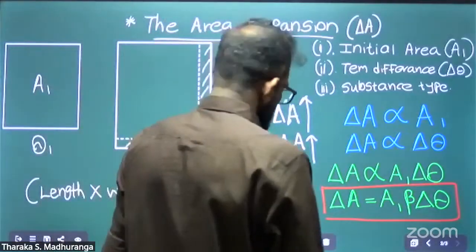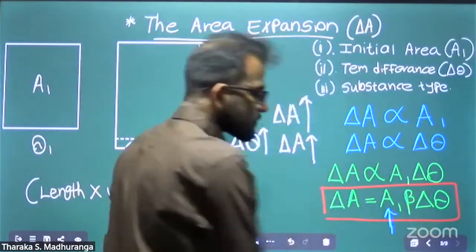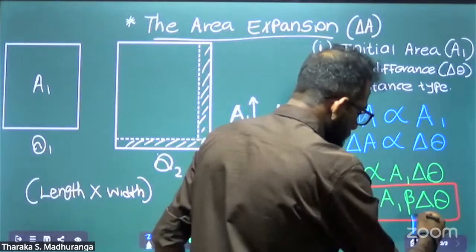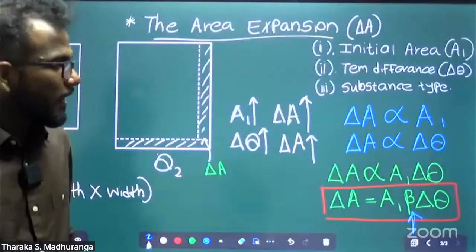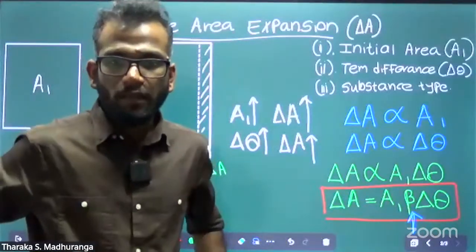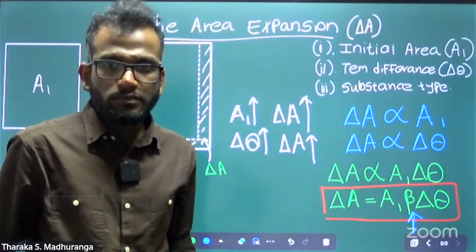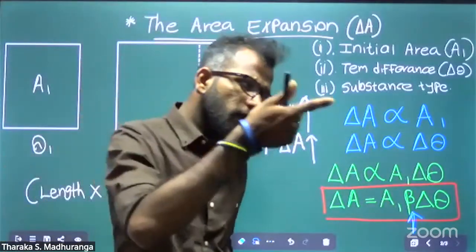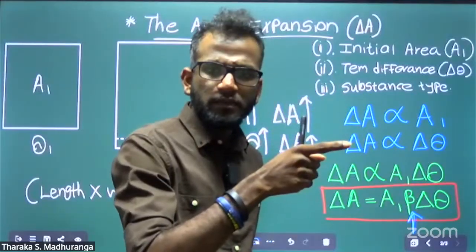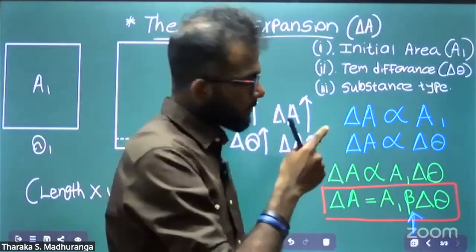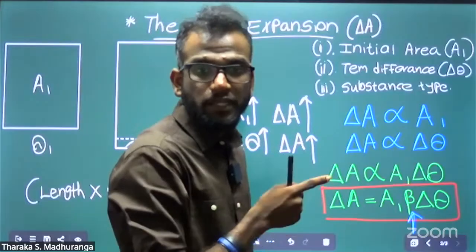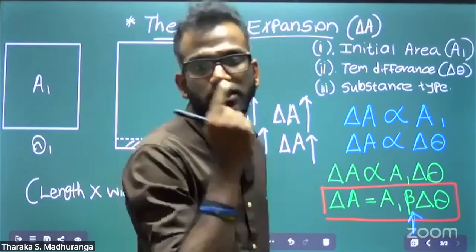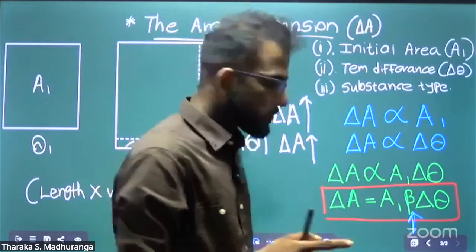Now, what is the meaning of A1? A1 is the initial area. Sorry, I confused. What's the meaning of this beta? In linear expansion, alpha is the linear expansion coefficient. Beta in area expansion we call the area expansion coefficient. Do you get it?